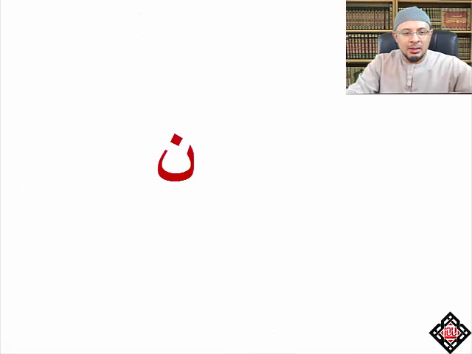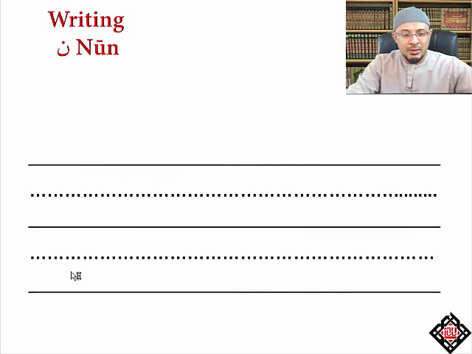Let's go forward. Now we're going to shift gears into another letter, the noon. So, writing the noon. This is the noon in its full form right here. You can say it's a sort of sideways C, or like a cup, with a dot on top. And that's the noon.